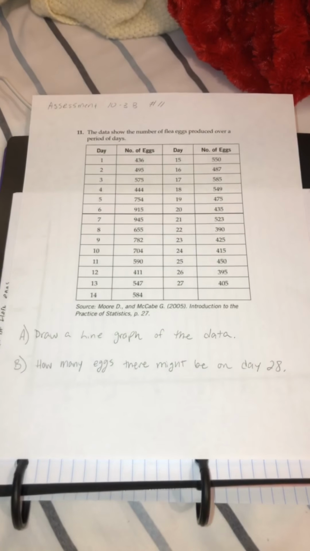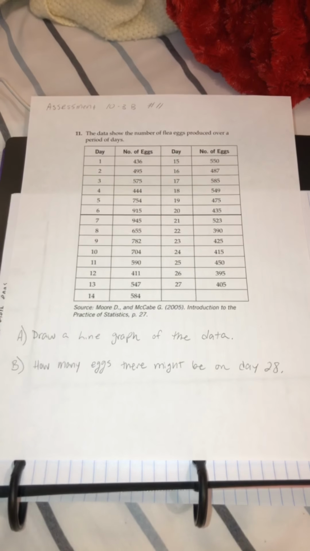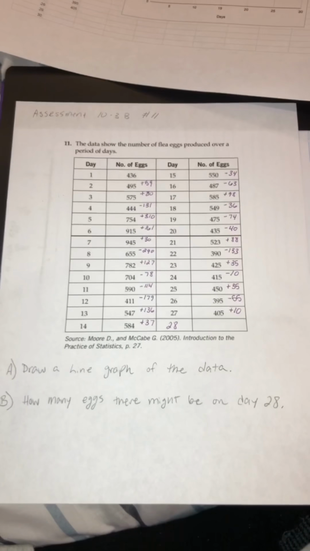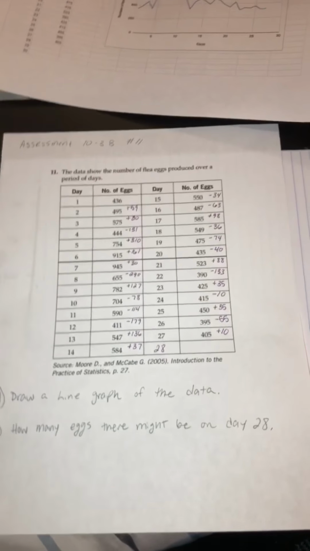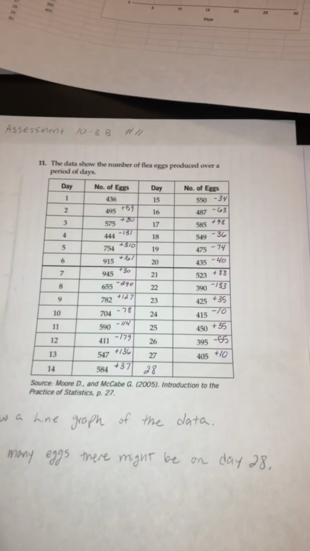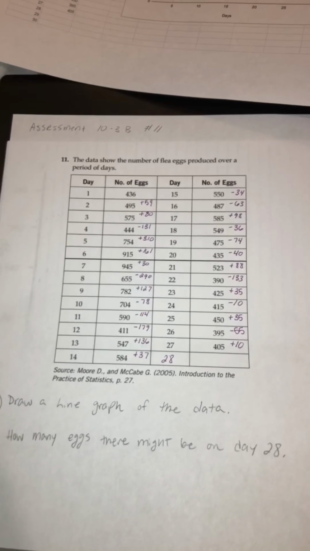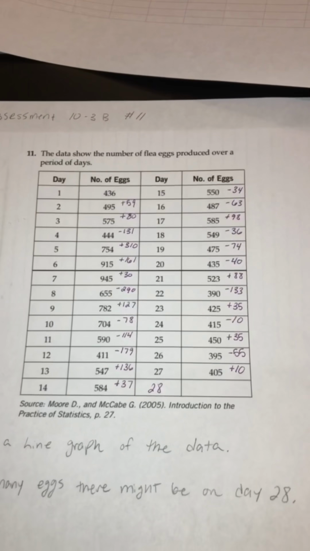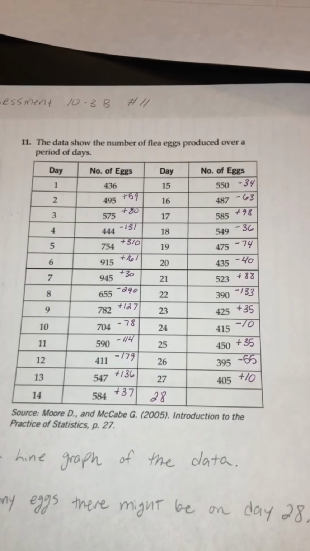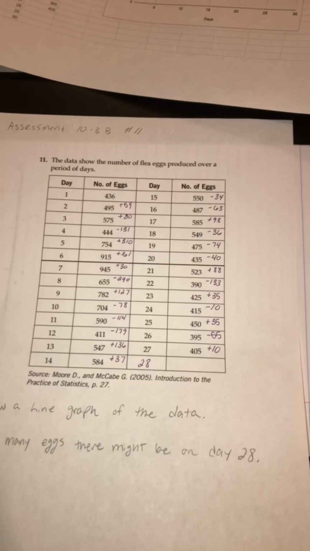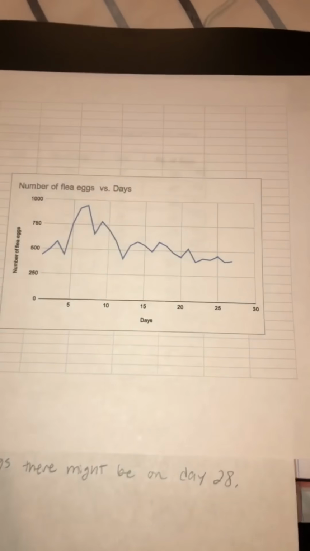Our second question is how many eggs might there be on day 28? To figure out how many eggs there might be on day 28, you could go through all your data and try to figure out if there is a pattern, but however, in this set of data, there is not a pattern. So anyway, it could be really any number on your graph.